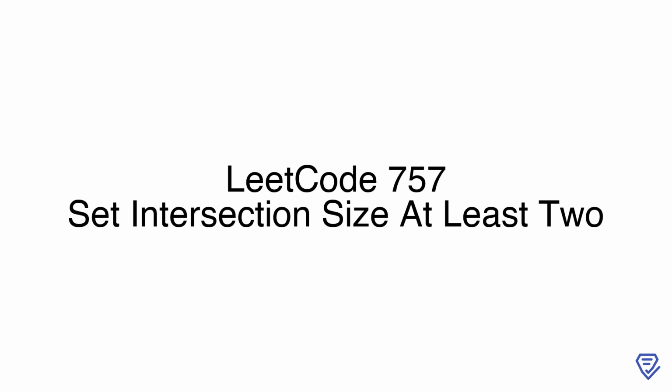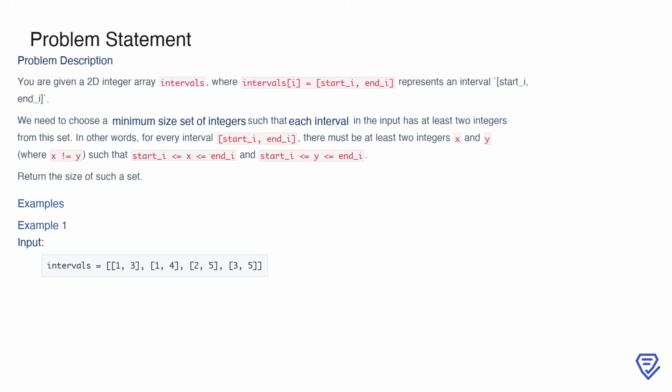Let's dive right in. The problem requires us to work with a 2D array called intervals, where each subarray represents an interval with a start and an end point. For example, intervals[i] = [start_i, end_i] represents an interval that begins at start_i and ends at end_i.